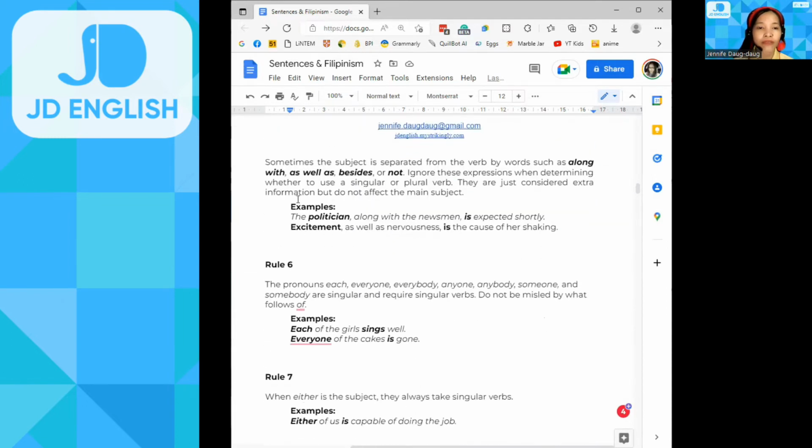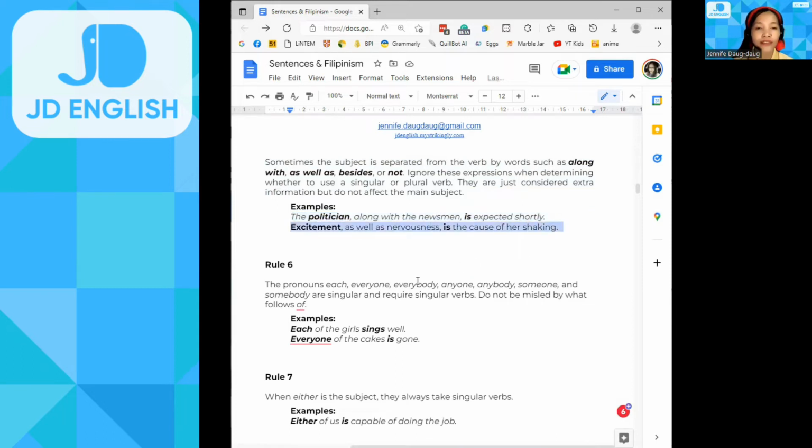Rule number five. Sometimes the subject is separated from the verb by words such as along with, as well as, besides, or not. Ignore these expressions when determining whether to use a singular or plural verb. They are just considered extra information but do not affect the main subject. Examples, the politician, along with the newsman, is expected shortly.